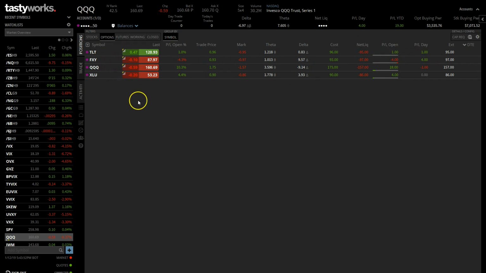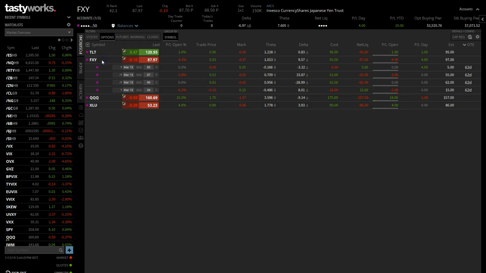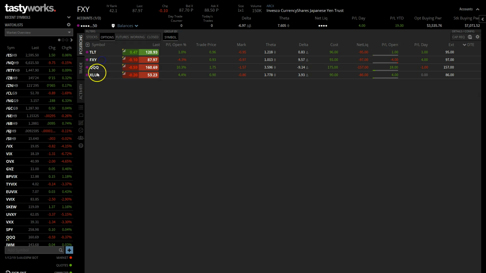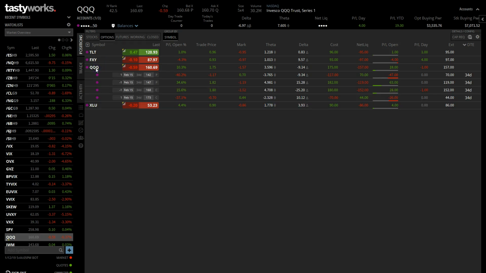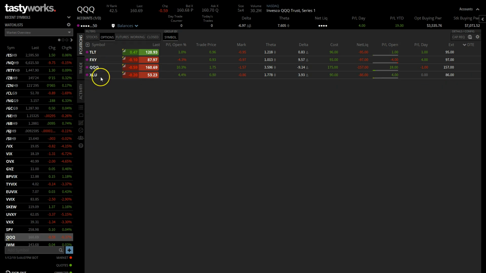So let's talk first on the diversification. As you can see, TLT is bonds, as we discussed. FXY is from currency. This is the Japanese yen, and the Qs is the Nasdaq, and XLU is also from equities, but it doesn't have that much correlation, and I can show it here.